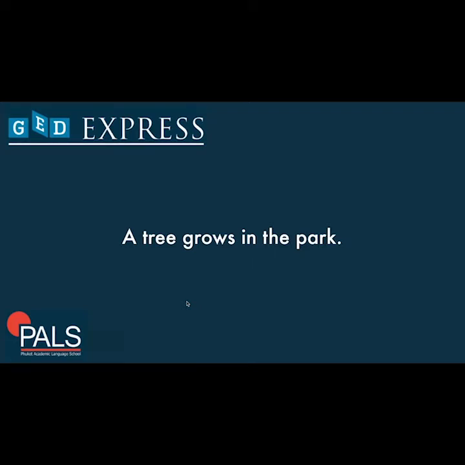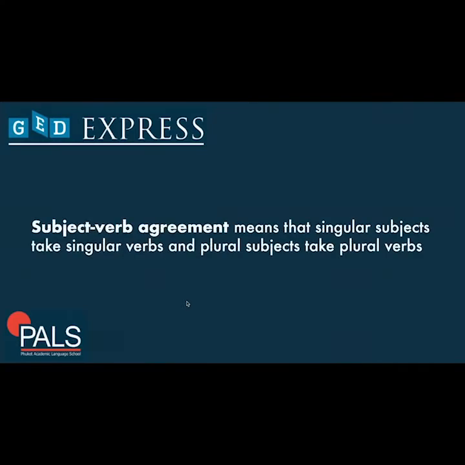We can say the sentence has a singular subject, but if there's more than one tree in the park, the subject would be plural, such as when we say several trees grow in the park. It still doesn't change that the subject of this sentence is trees. Subject-verb agreement means that singular subjects take singular verbs and plural subjects take plural verbs.